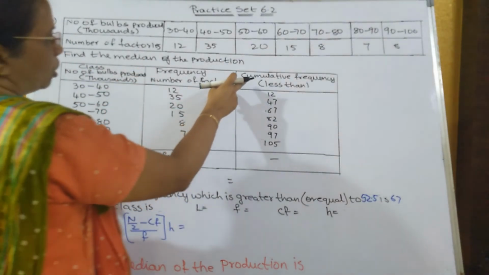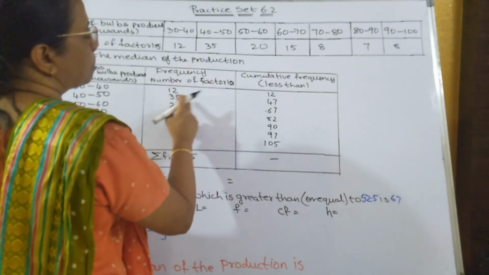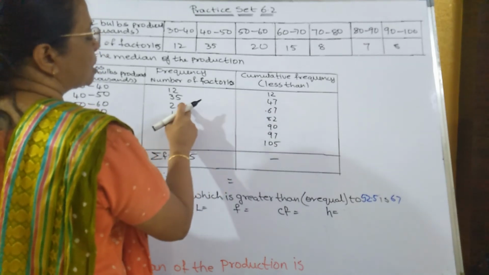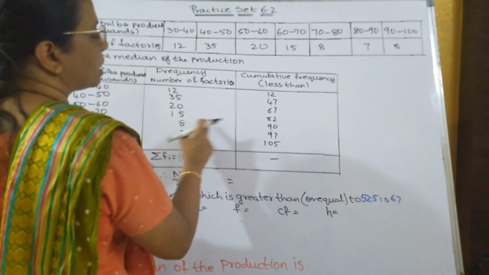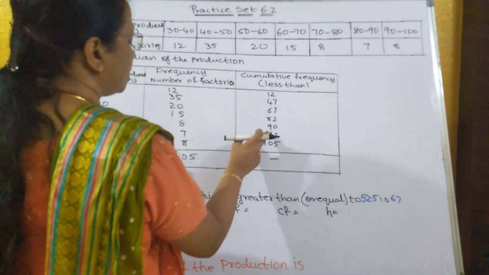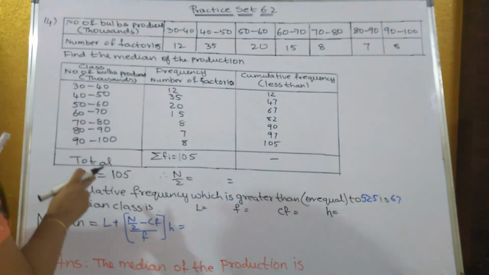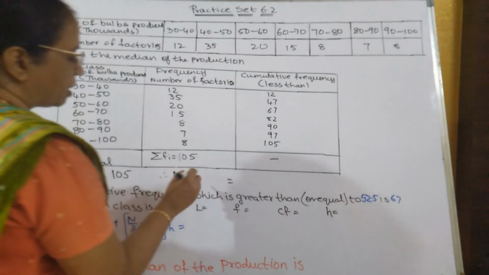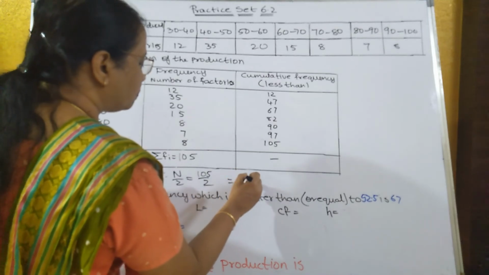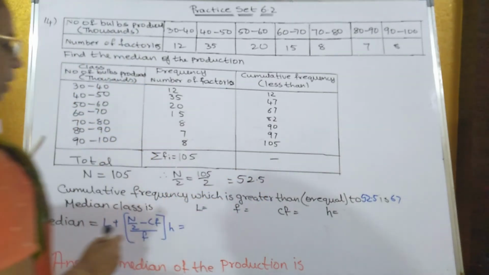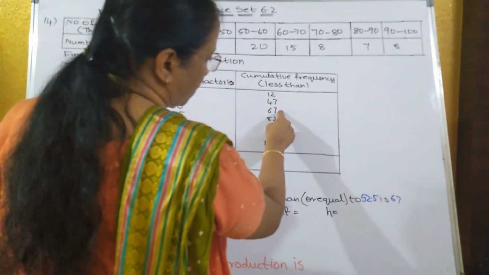And you have to find out the cumulative frequency. Now you know how to find out the cumulative frequency. 12 will remain as it is, 12 plus 35, 47, 47 plus 20, 67, 67 plus 15, 82, 82 plus 8, 90, 90 plus 7, 97, and 97 plus 8 is how much? 105. So the summation of this is how much? 105. So n is equal to 105. So 105 upon 2, that's equal to 52.5.